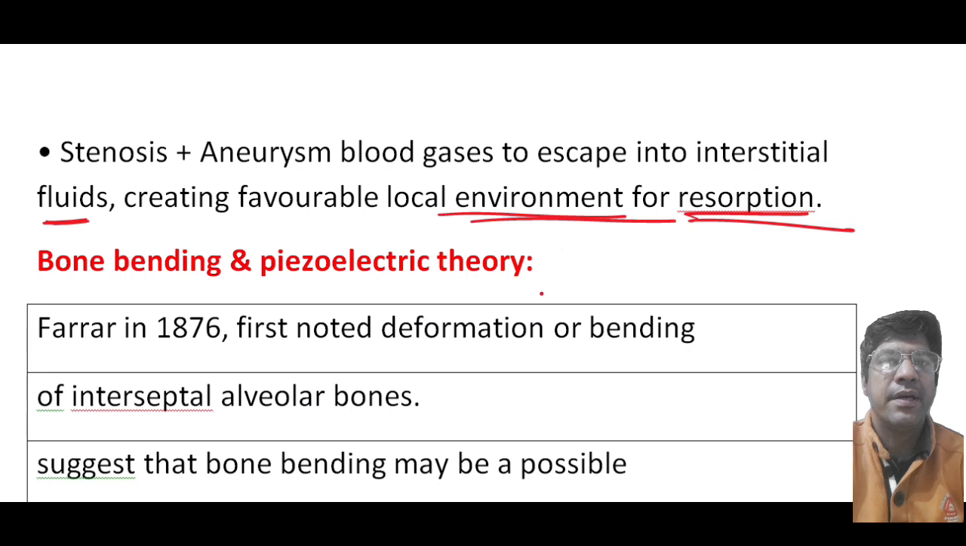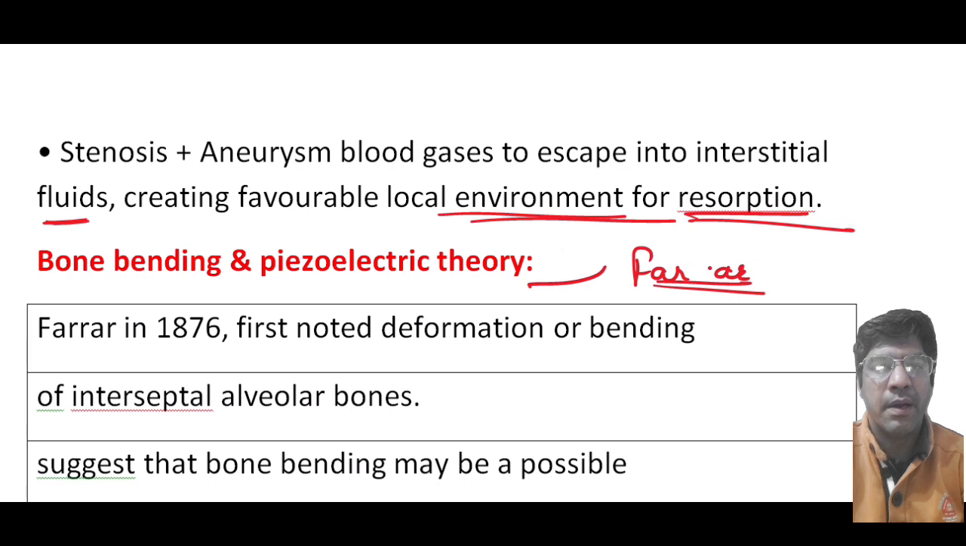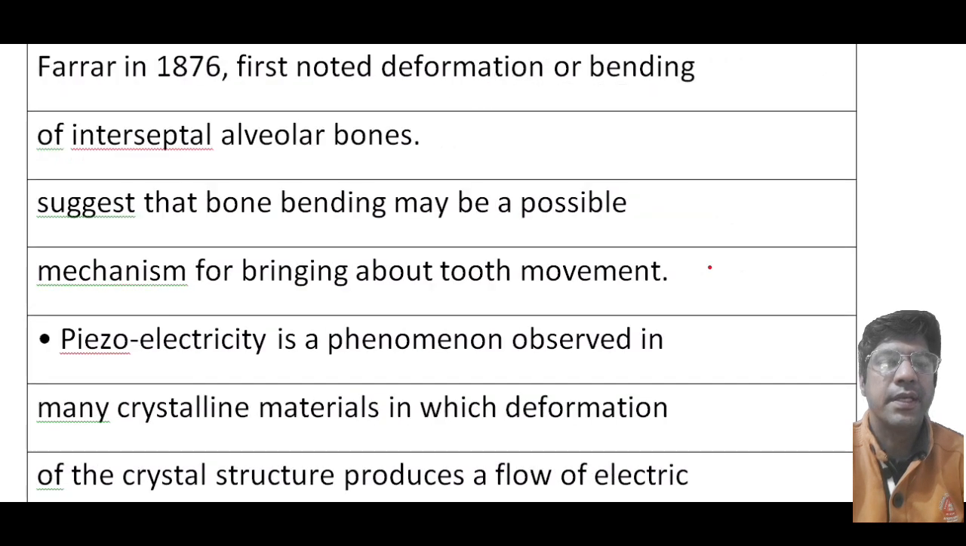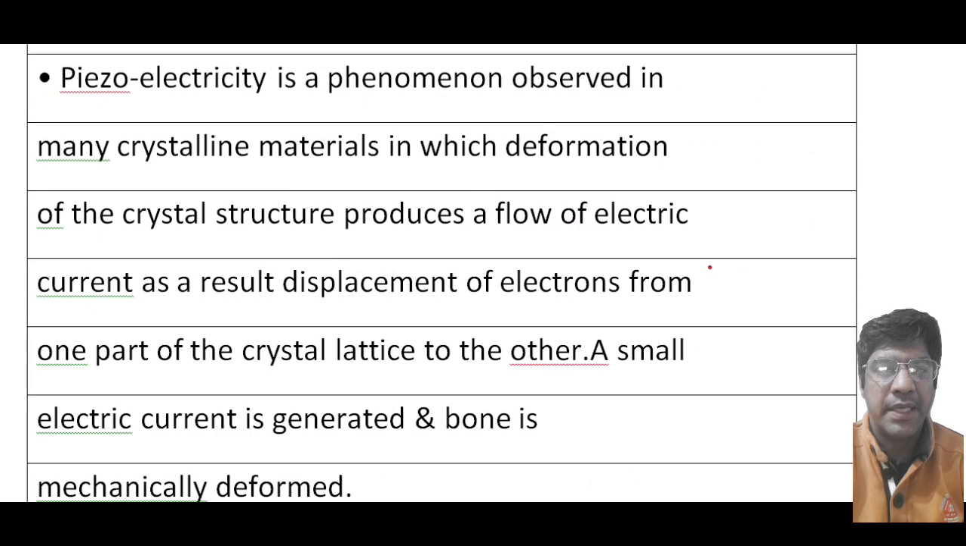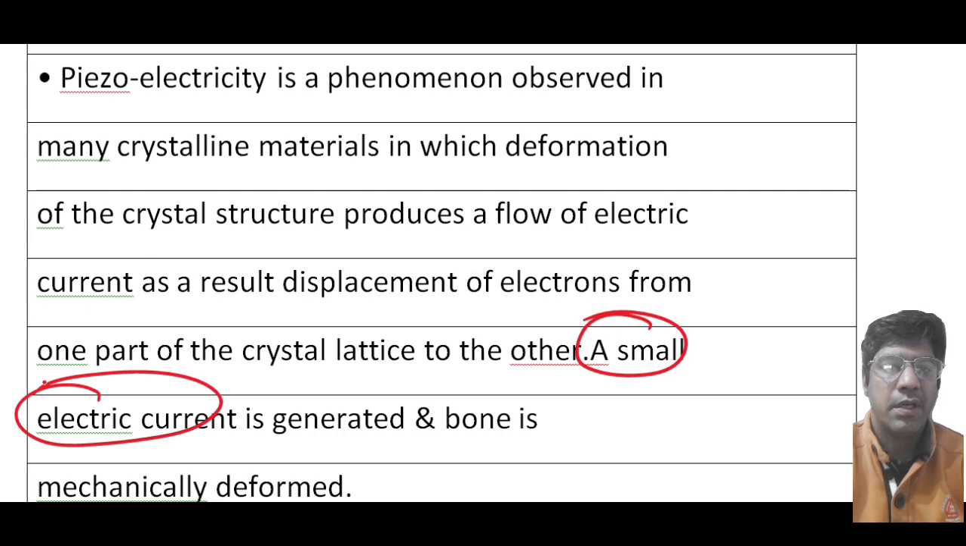The other theory is the bone bending and piezoelectric theory. It was given by Farrar. He suggested that the bone bending or deformation contributes to the tooth movement. Certain crystalline materials produce an electric current when they are mechanically deformed. So this theory suggests that the bone deformation would generate a small electric current due to the displacement of electrons in the bone crystal lattice.